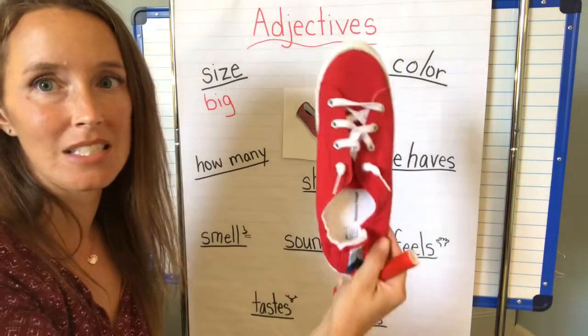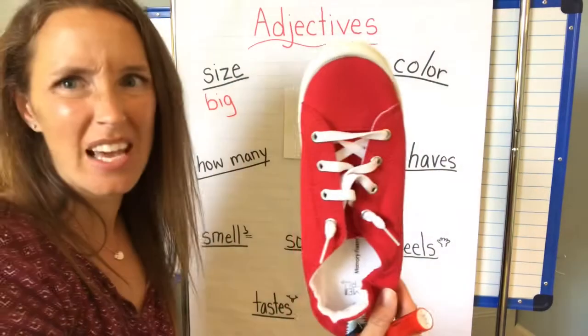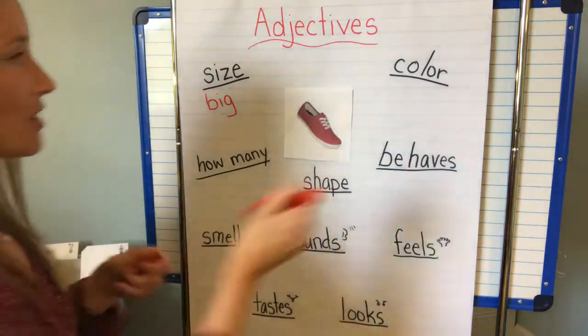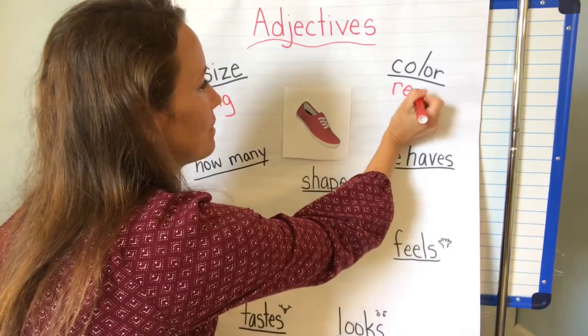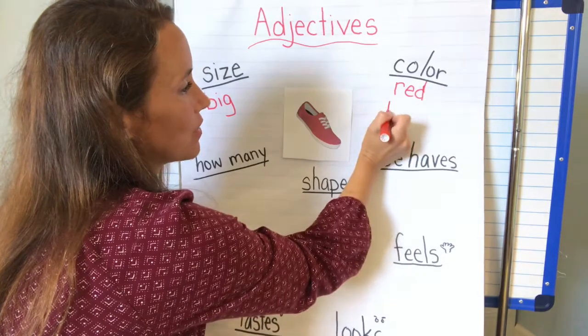Color, well, that's an easy one. What color is my shoe? Red, but it's not just red. There's another color on there too, white. So the color could be red, any color word, right? But since we're talking about my shoe, it would be red and white.